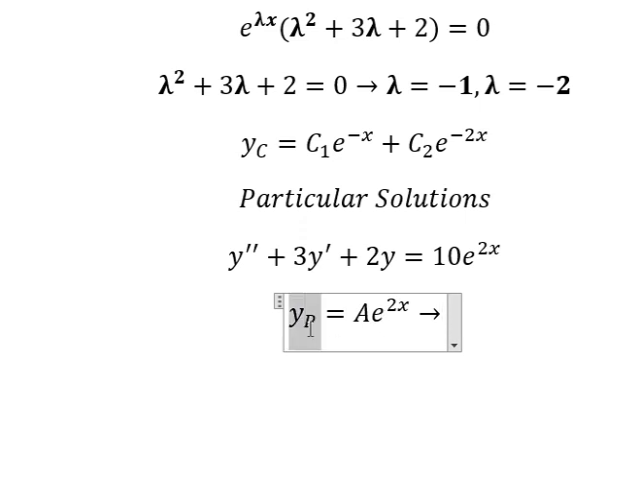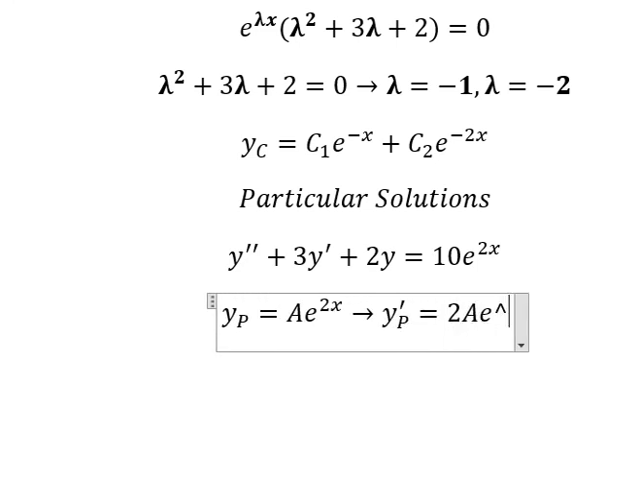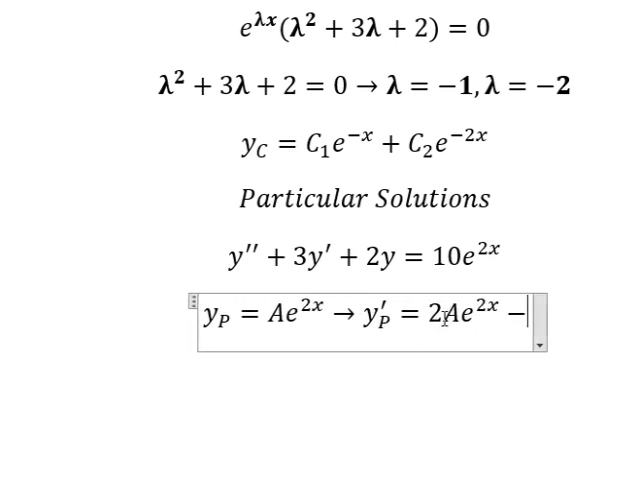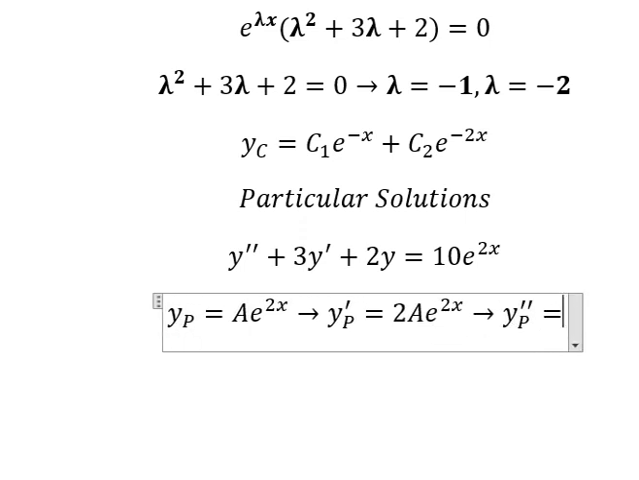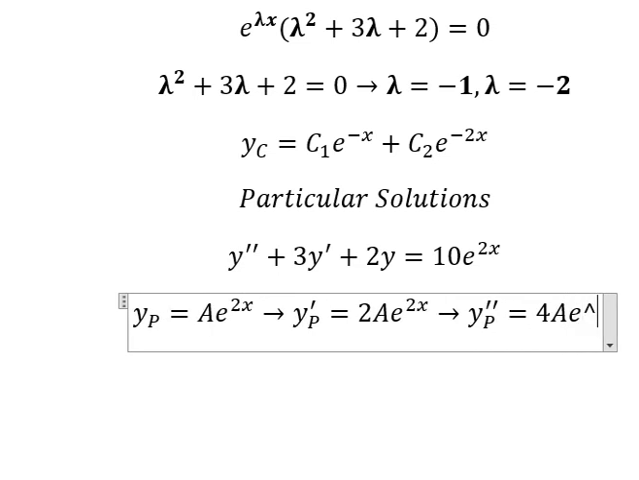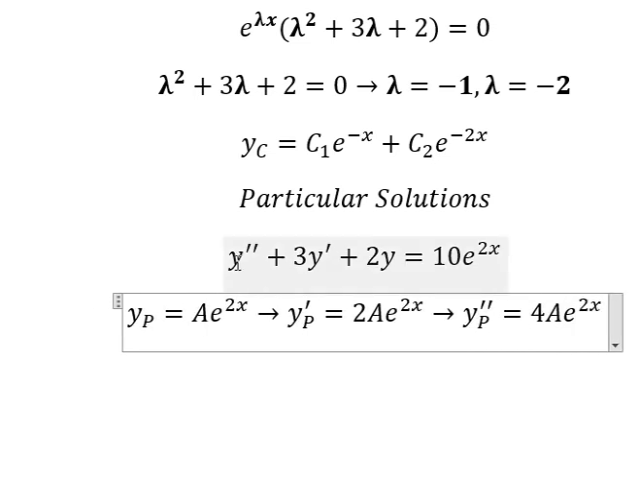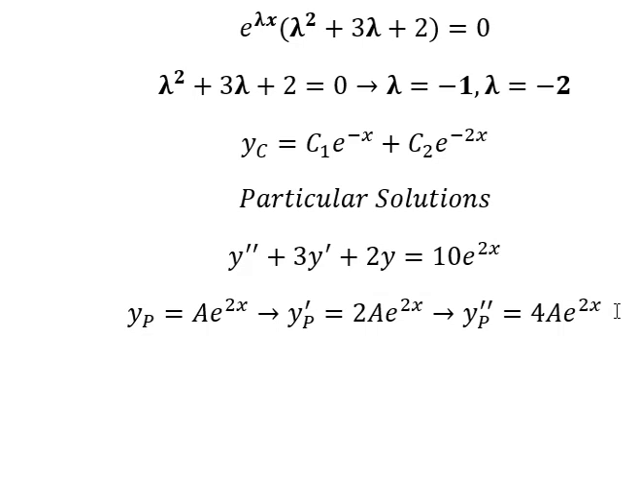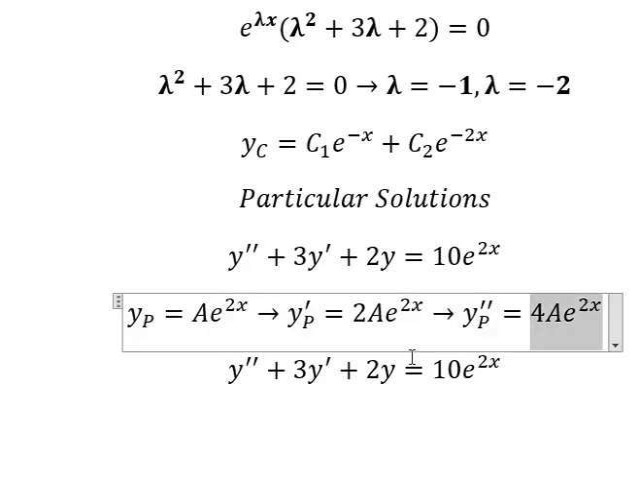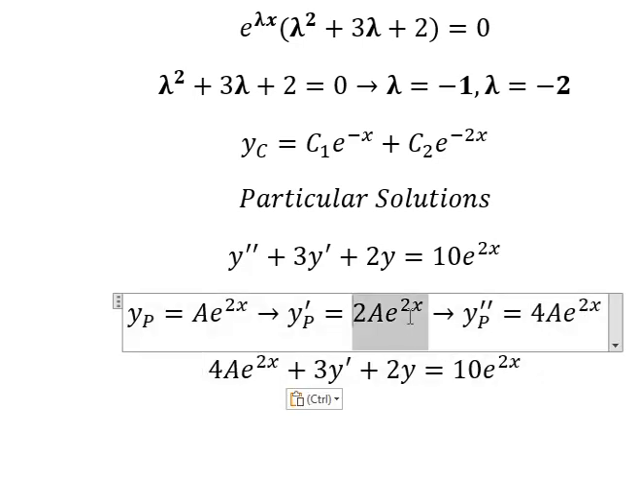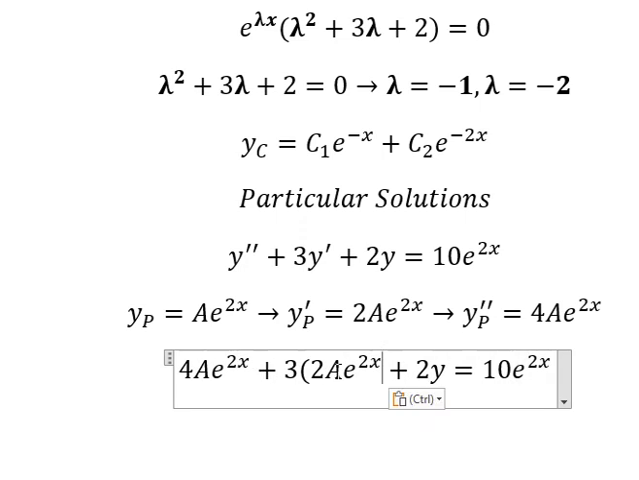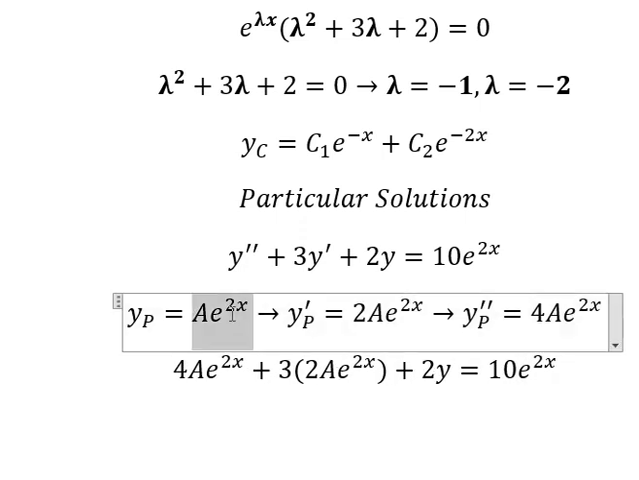Later, we need to find the first derivative of this one. So we have 2A e to the power of 2s. And later, we find the second derivative of this one, and we have 4A e to the power of 2s. Next, I will put this one here, this one here, and this one here.